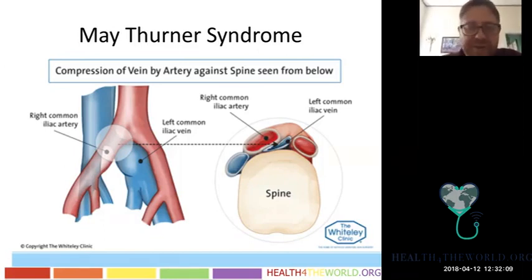But for the purposes of this discussion, May-Thurner syndrome is the right common iliac artery compresses the left common iliac vein. And I don't think any discussion of the pelvic arterial anatomy is complete without discussing May-Thurner syndrome. So here you can see that this left common iliac vein is squished because of this right common iliac artery.